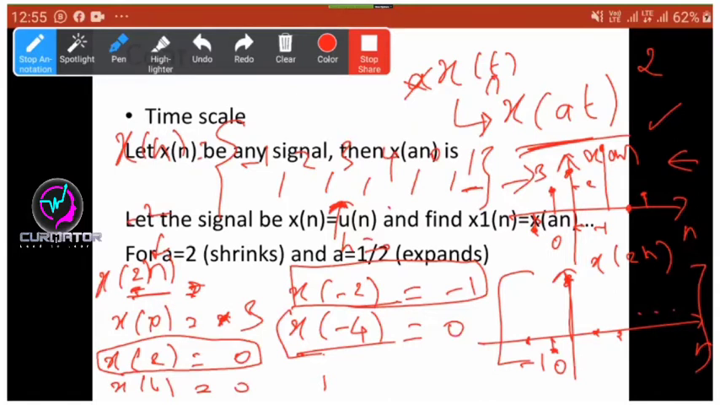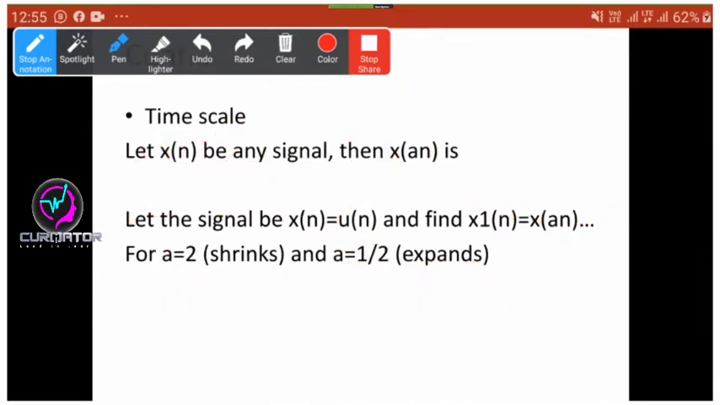So we got this signal. If we choose a value greater than 1 for time scaling, your actual signal x of t or x of n will be shrunk this way. Okay, let us choose a value which is in between 0 and 1, so that we can see what happens for the actual signal.